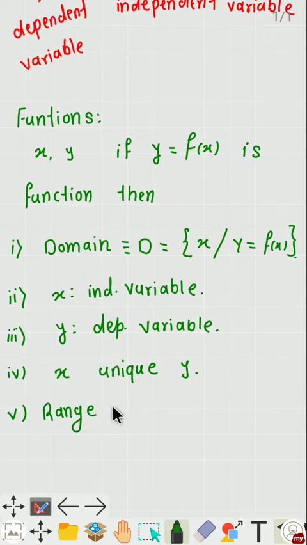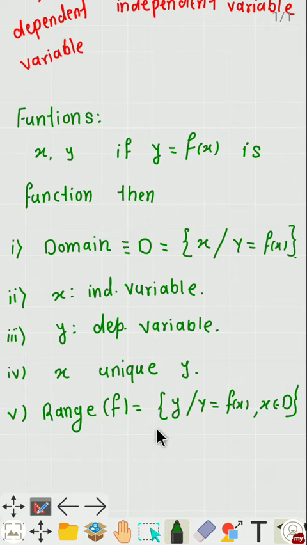The range of the function f is the set of all the values of y such that y is equal to f of x and x is in the domain D. This set of all values of y is called the range of function f.